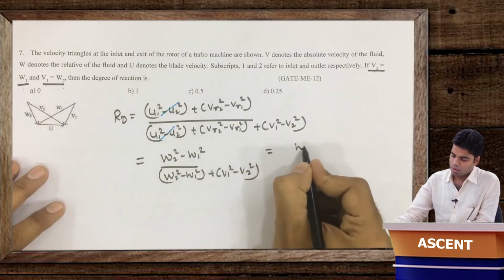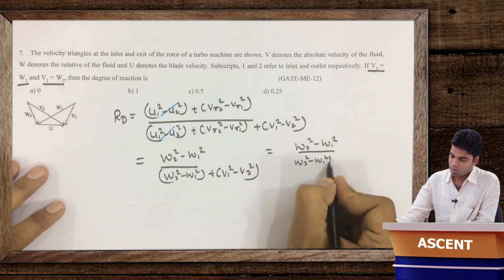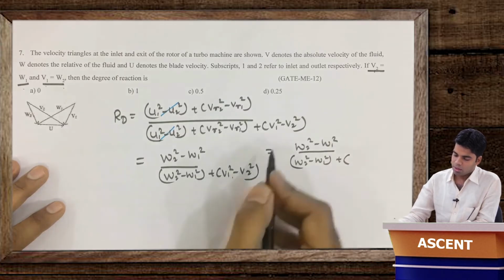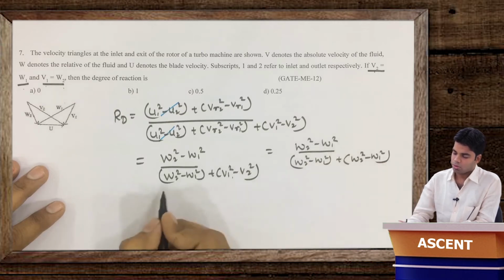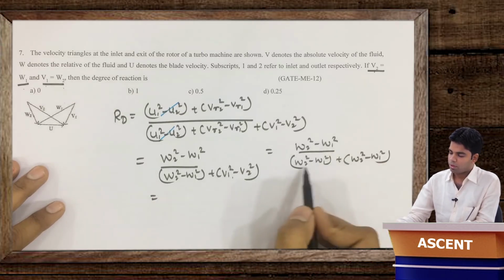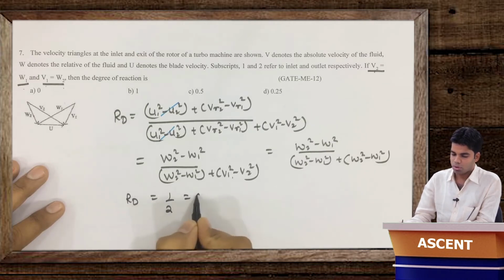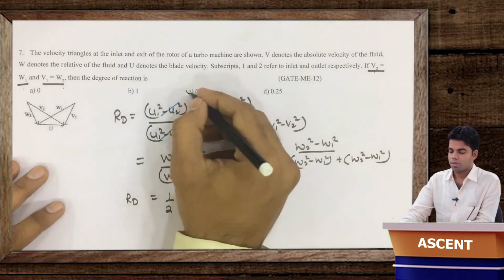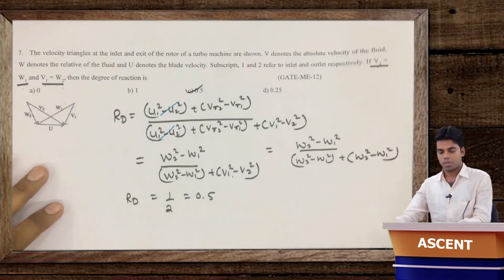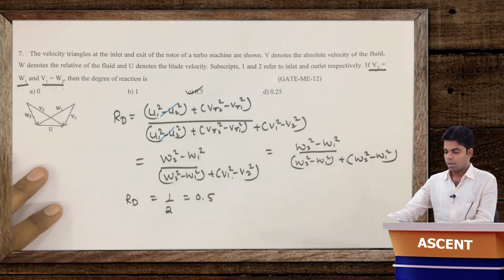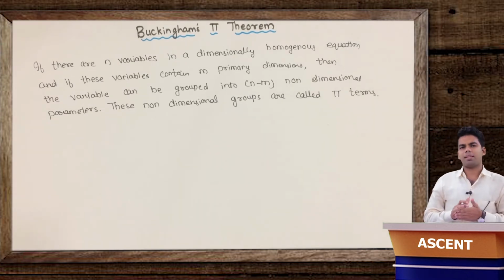So this will be W2 square minus W1 square divided by W2 square minus W1 square plus, with V1 equal to W2, W2 square minus W1 square. So the denominator will be equal to 2 times W2 square minus W1 square. So this degree of reaction will be equal to 1 by 2 or 0.5. Okay, answer should be C. Getting this now? Okay, so this is how we can solve the questions of this degree of reaction. Clear? Okay, now, next is a very small topic, Buckingham pi theorem.